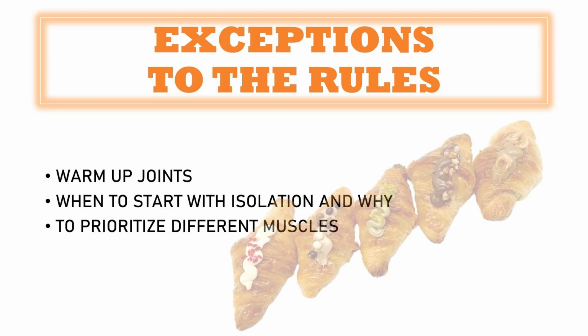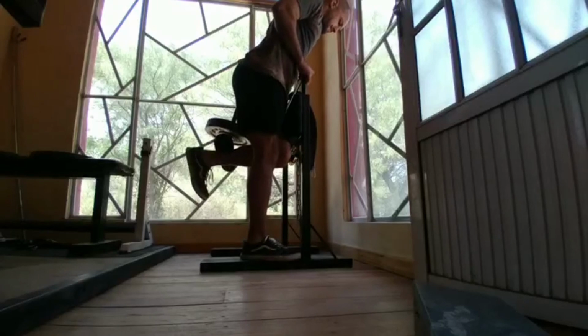And yes, this is a good general rule, but it doesn't always need to be the case. For example, on a lower body day, you will theoretically start with a heavy squat or a heavy hinge. That's what the rule says. But you can also start with an isolation exercise. So before doing your heavy squat, you can do leg curls, for example.